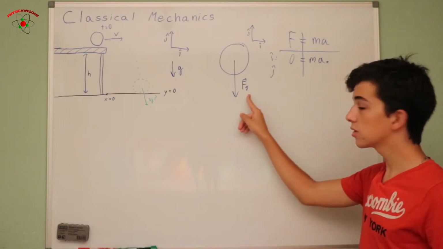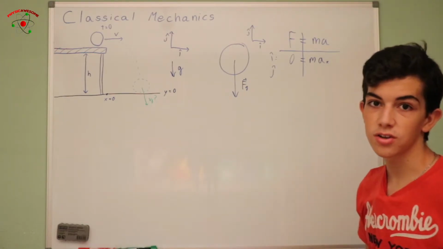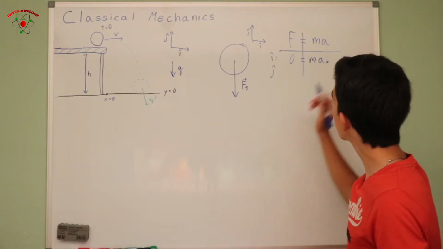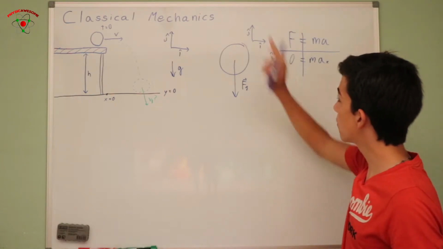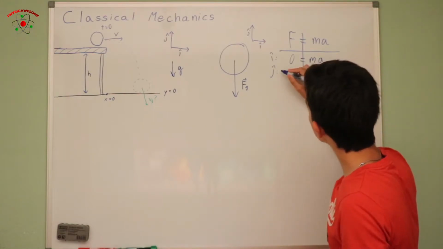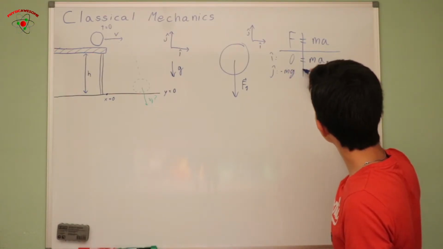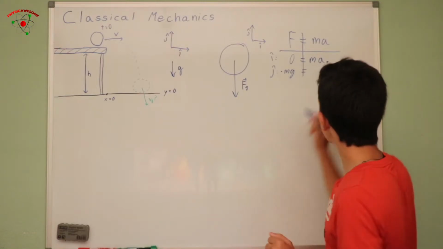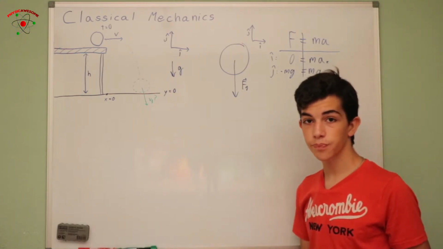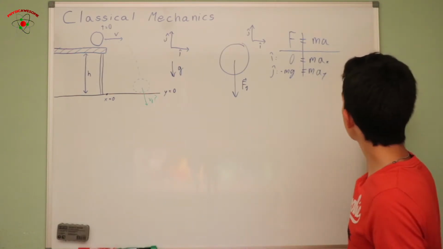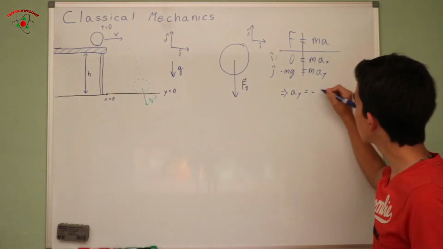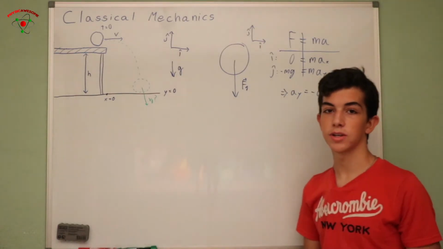Then if we analyze the j hat direction, we see we have a force over here, and we know that its magnitude is mg because we are near the surface of the Earth, so we can use the approximation of gravitational force. And we also know that it's pointing in the opposite direction than our j hat vector, therefore it's going to have a negative sign, and this is going to be equal to mass times the acceleration in the y direction. If we divide by the mass on both sides, we find out that our acceleration in the y direction is going to be minus the gravitational acceleration.